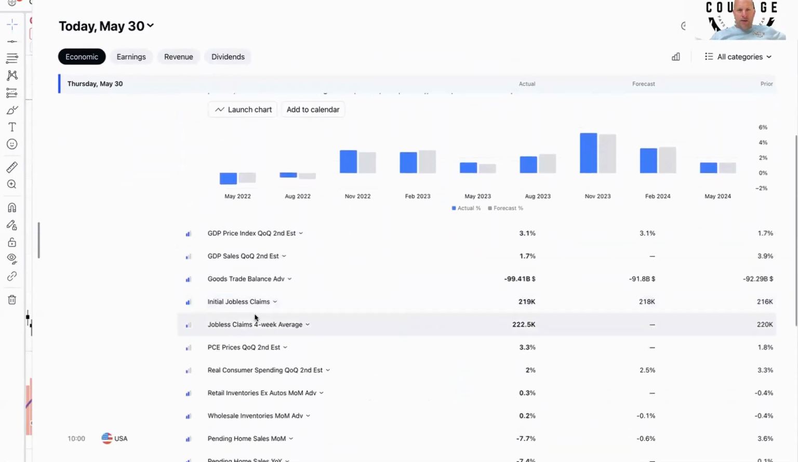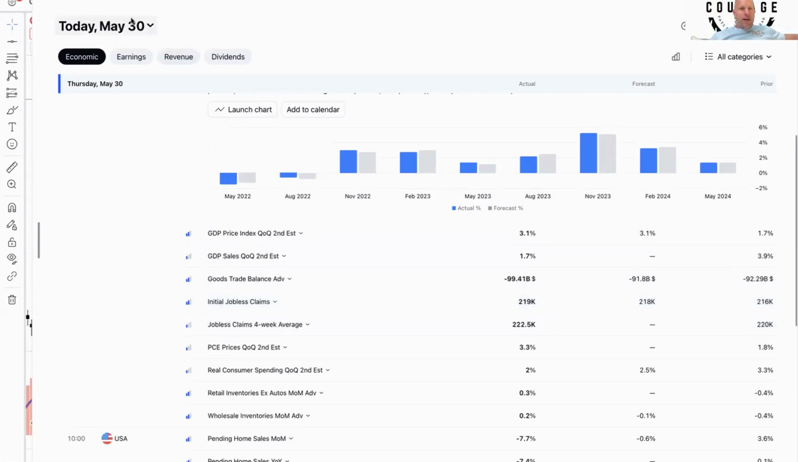The other thing we see is jobless claims were reported today, and believe it or not, bad news is good news for the Fed in terms of cutting rates. You can see that jobless claims were 219,000 versus 216,000 last time. That's what the Fed wants to see. They want to see people losing their jobs. They don't want to see that, but that's what gives them some belief that it's okay to begin cutting rates.